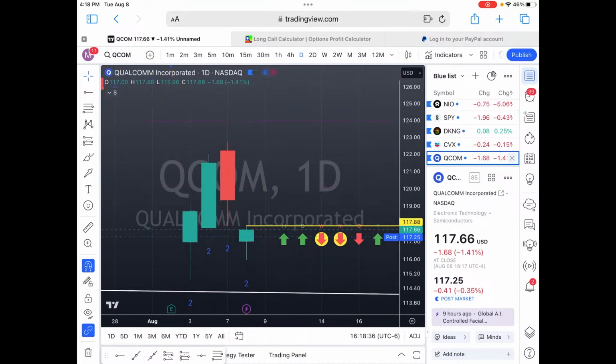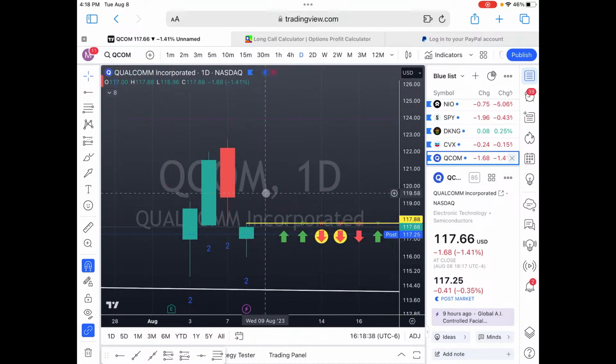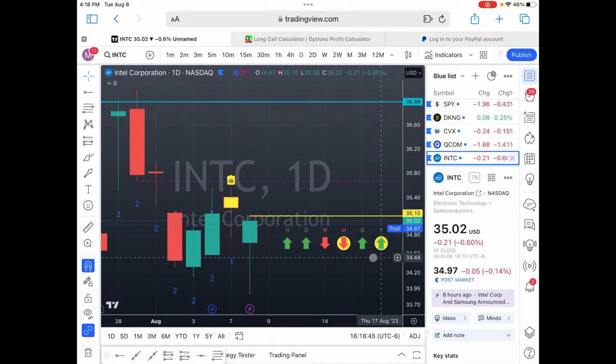QCOM, 2 down, finish green. We're going to look for that reversal back up, 2-2 reversal. Trigger at 117.88.